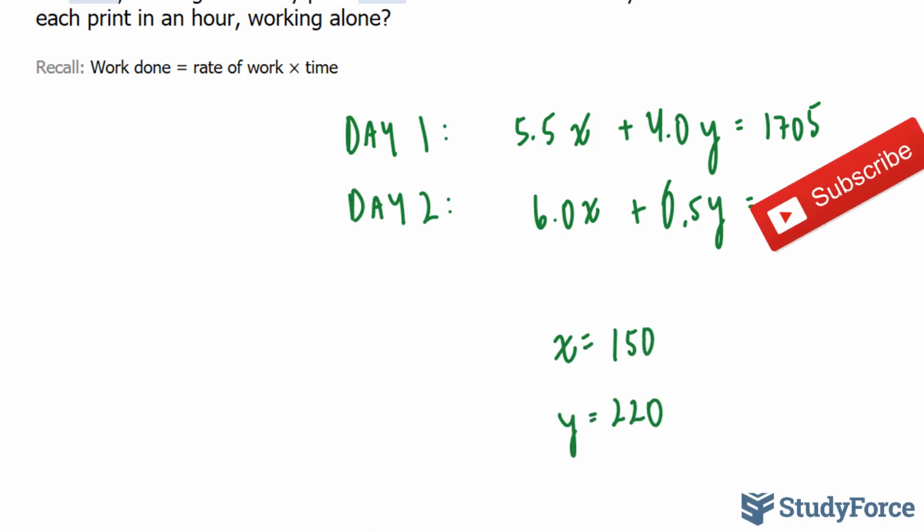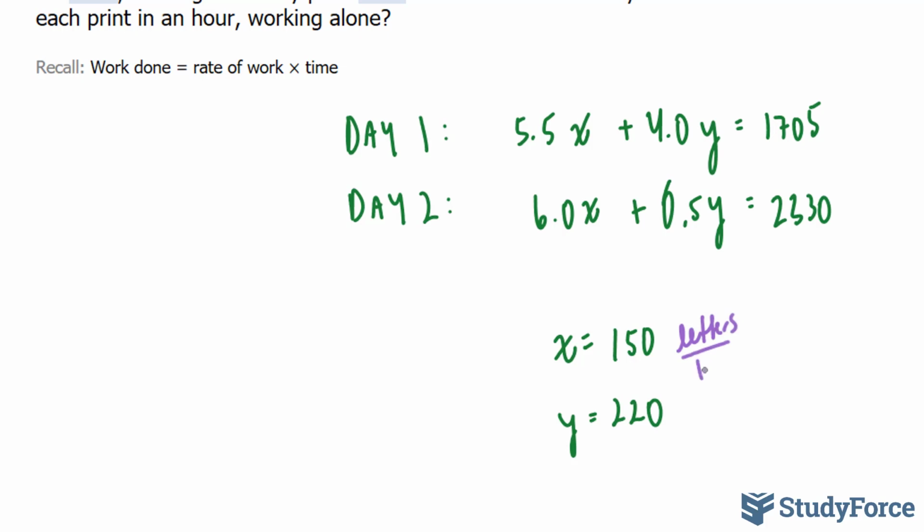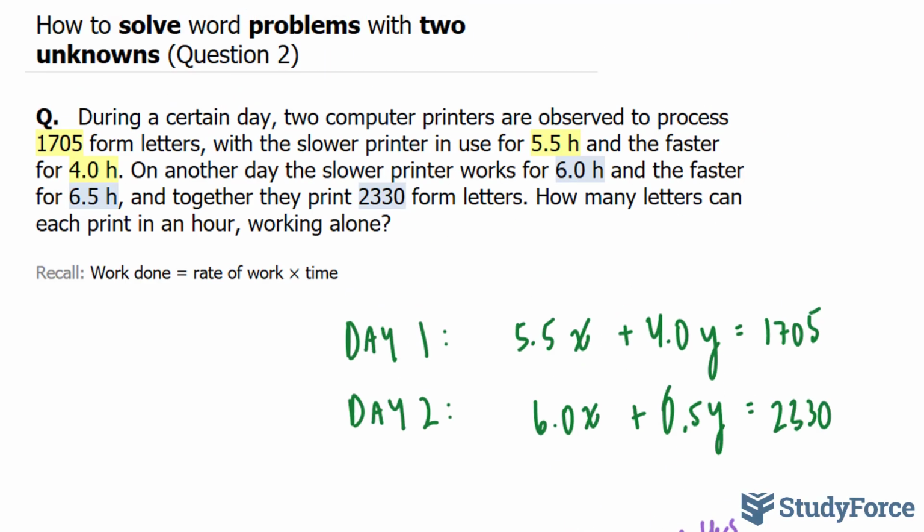And to analyze what this means, the slower printer will print 150 letters per hour, and the faster one will print 220 letters per every hour. And so there you have it. That is how to solve word problems with two unknowns.